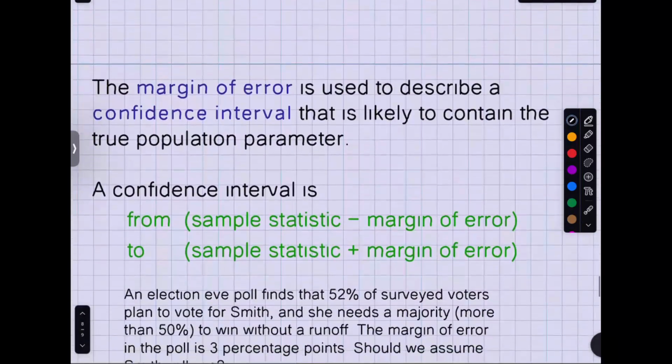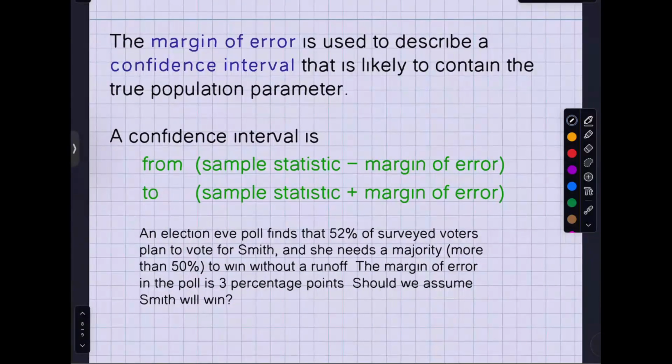All right, margin of error. I guess you guys are going to want this also. It is used to describe a confidence interval that is likely to contain the true population parameter. It's just plus or minus the margin of error. Not the bell curve.